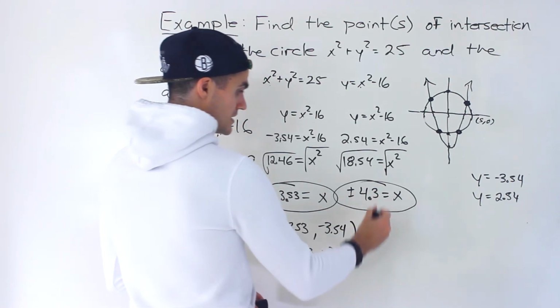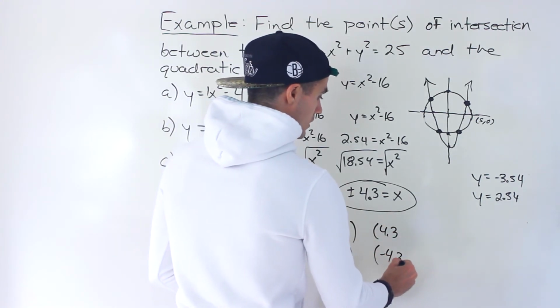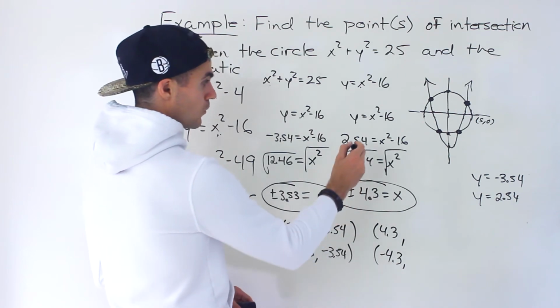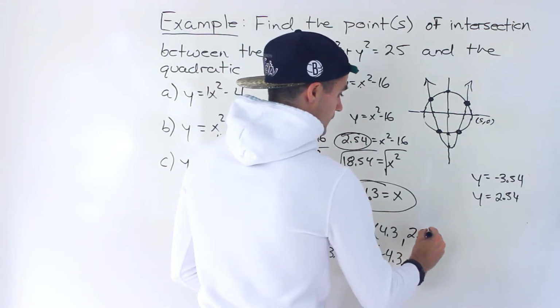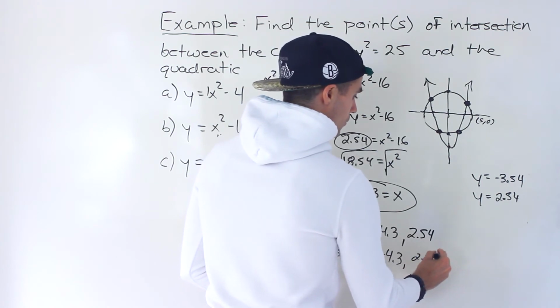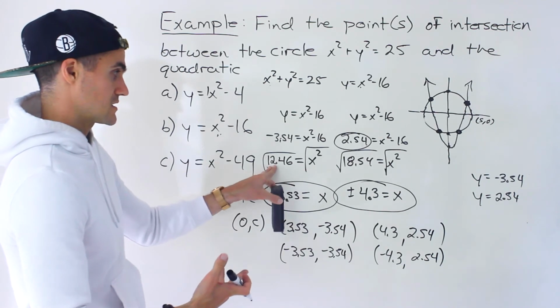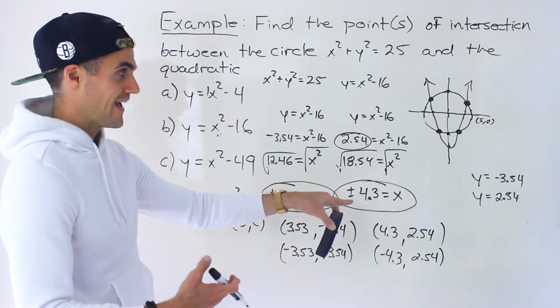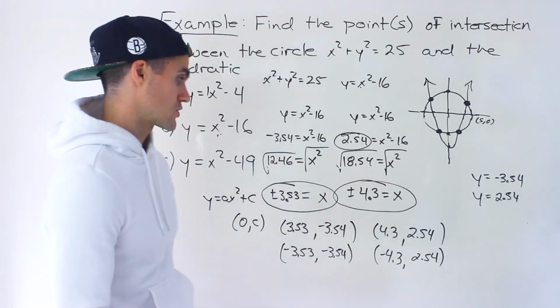And then these x values of 4.3 and negative 4.3, both of them are for the y value of 2.54 that we plugged in. Right? So notice in this case there were no negatives under the square root we had to worry about. We had a positive, we had a positive. Hence why we got 4 points of intersection.